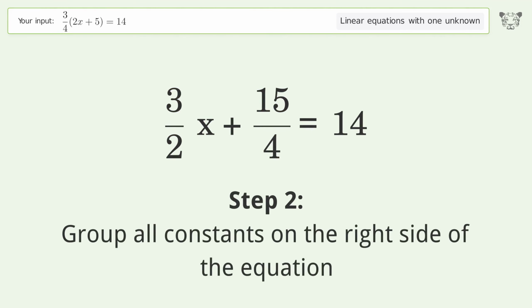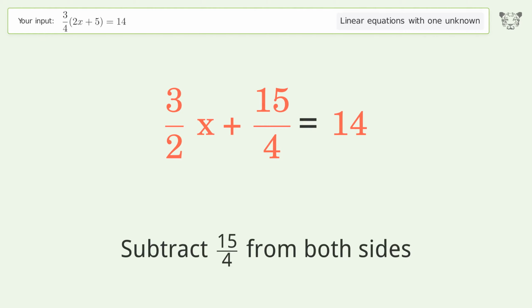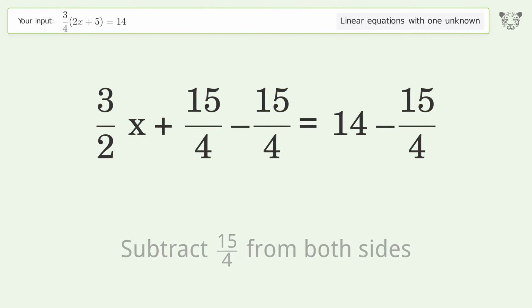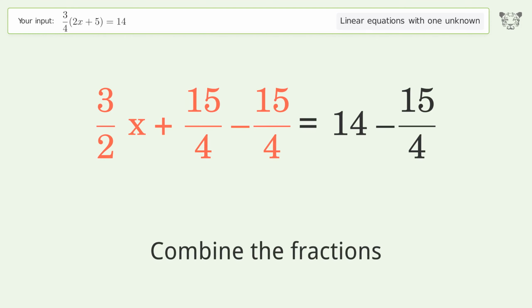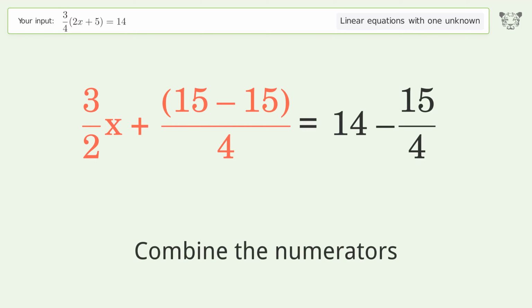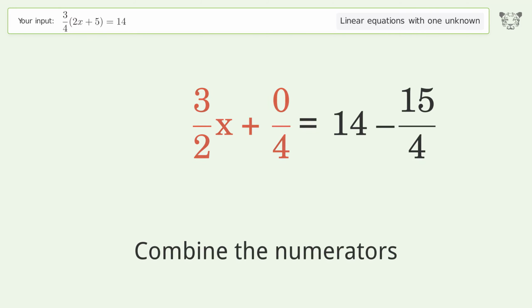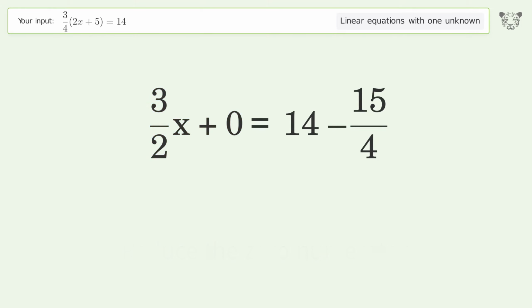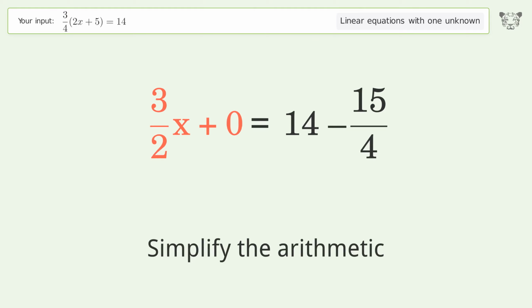Group all constants on the right side of the equation. Subtract 15/4 from both sides. Combine the fractions. Combine the numerators. Reduce the zero numerator. Simplify the arithmetic.